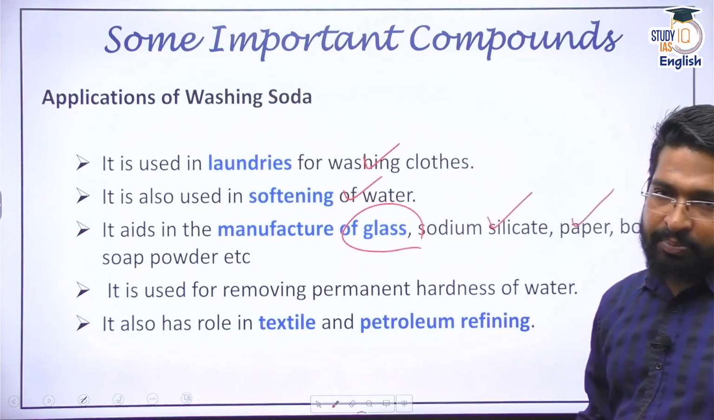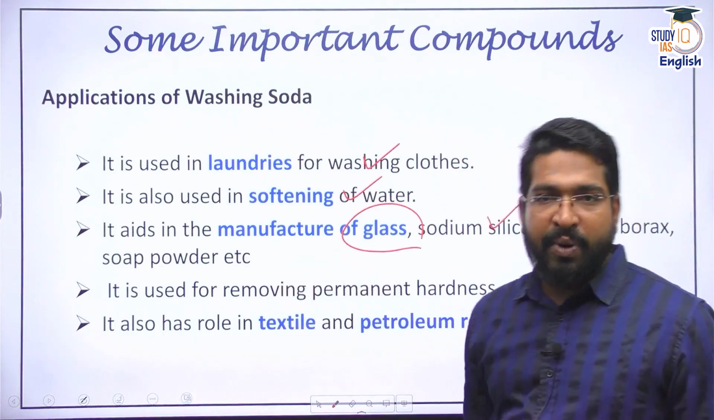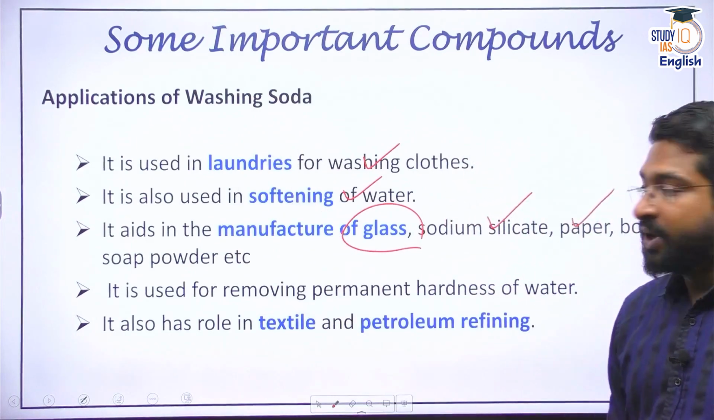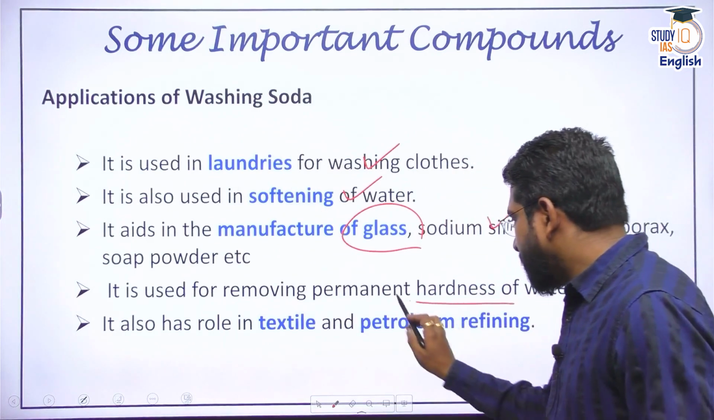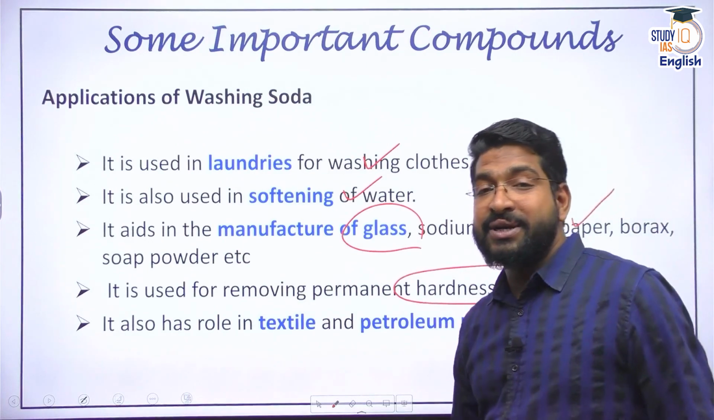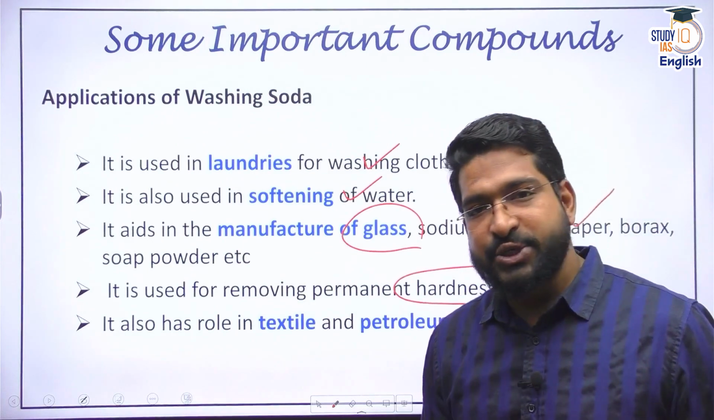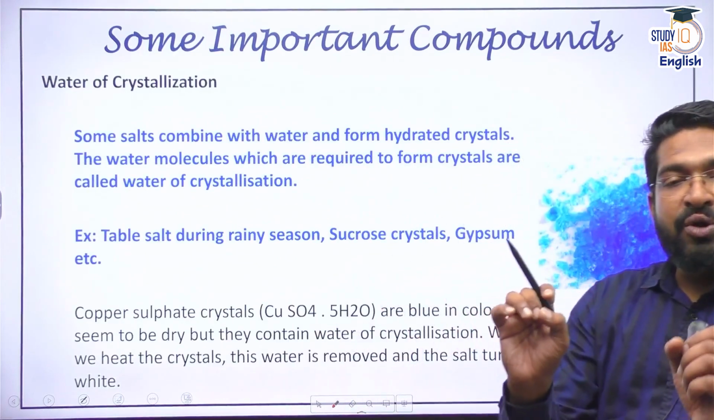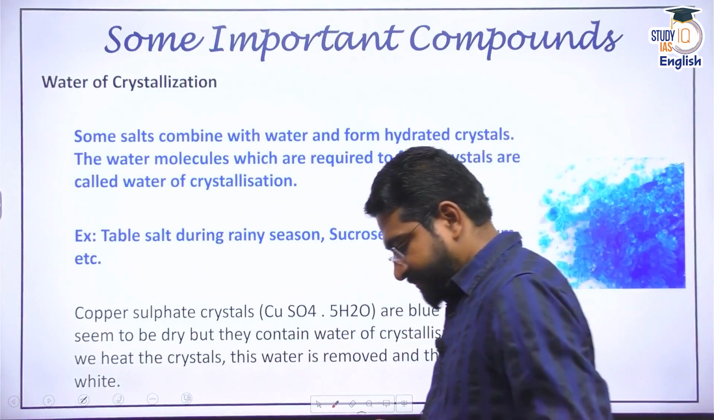For making paper, for making borax, for making soap powder, washing powder or sodium carbonate is used. It is also used to remove hardness of water. It also has a lot of applications in textile and other processing industries. Apart from this, there is one more concept called water of crystallization.